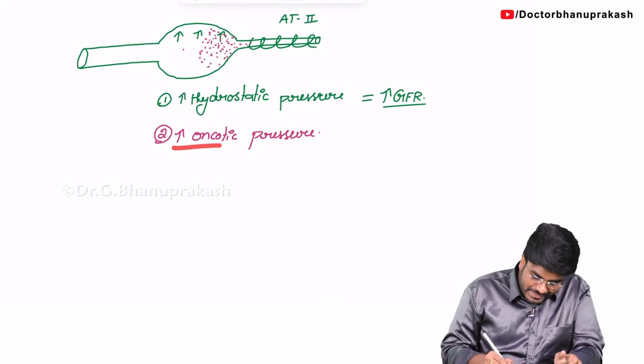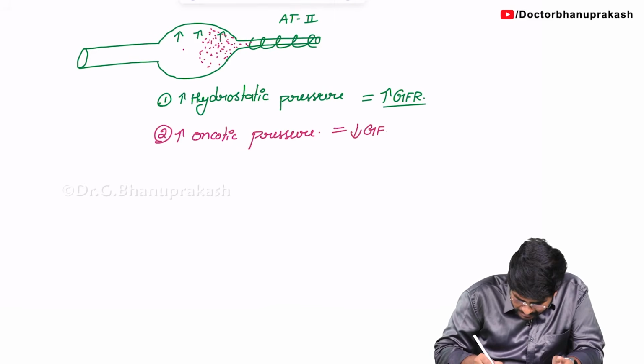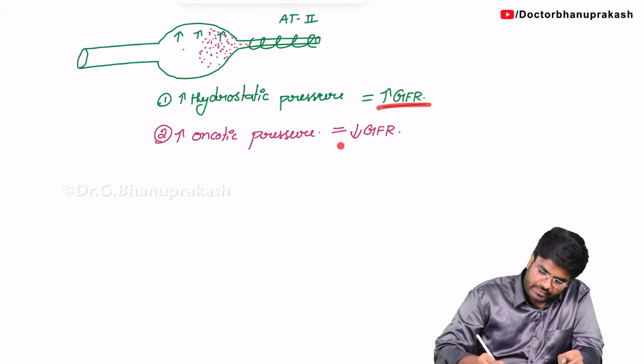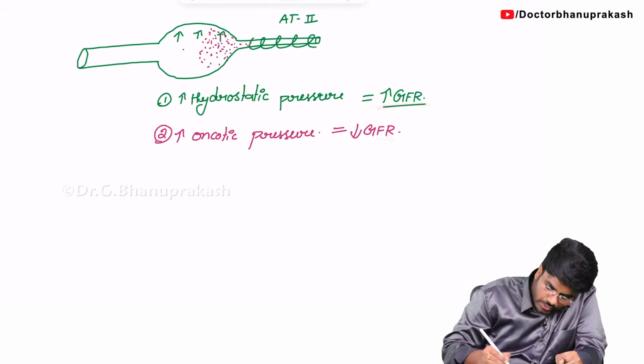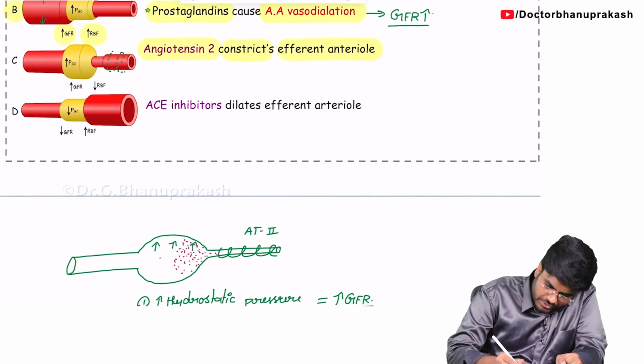So because of the increase in the opposing forces, what will happen to the GFR? GFR after some time decreases. So initially there is a rise in GFR, later there is a fall in GFR. So this is called a biphasic response. So now write efferent arteriolar constriction from today.